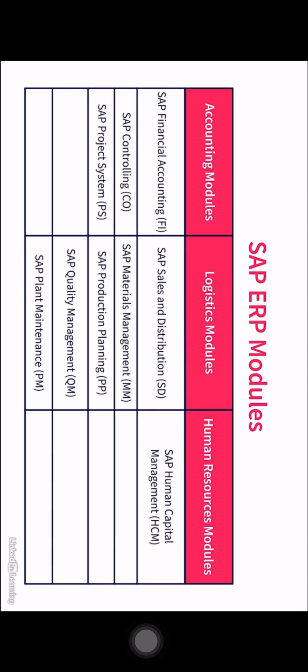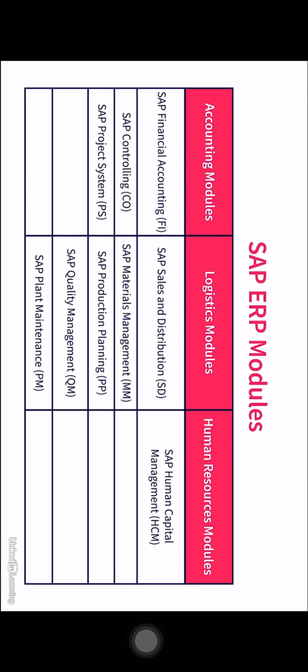These modules have very strong integration. This means they send information between each other very efficiently. And this is one of the biggest strengths of SAP. There are many functional modules in SAP. Each organization can choose which modules they need to implement to suit their specific business.